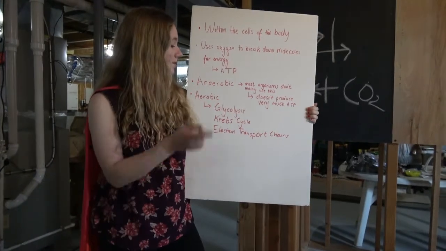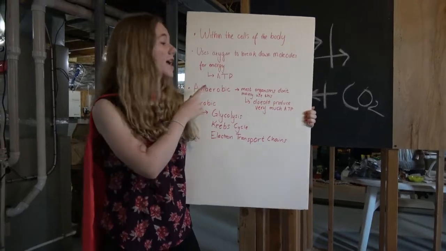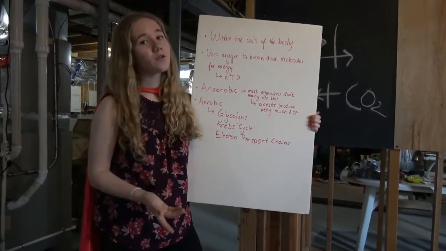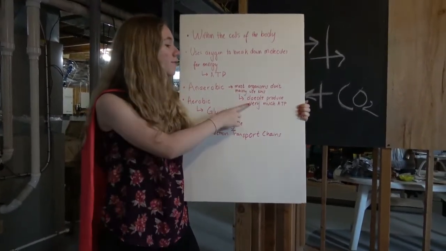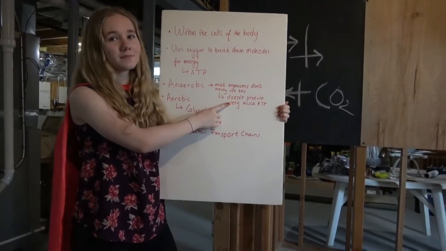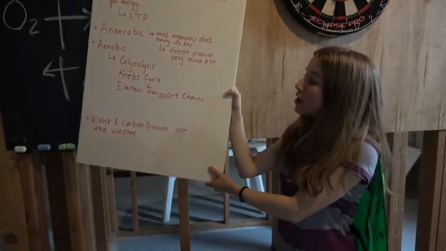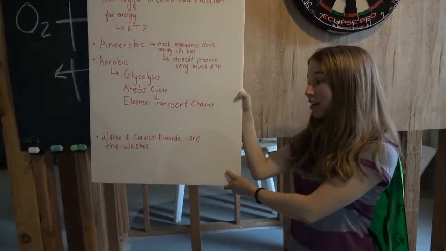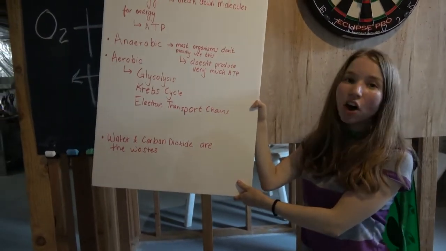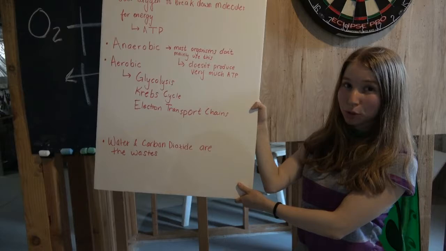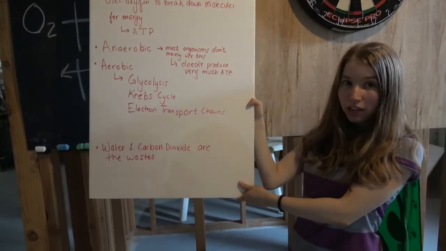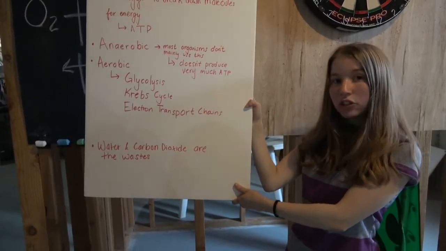Most organisms use aerobic respiration, not anaerobic respiration, because anaerobic respiration does not provide enough ATP to continue going. Water and carbon dioxide are the waste of internal respiration, and this is the carbon dioxide that is removed from the body during external respiration.